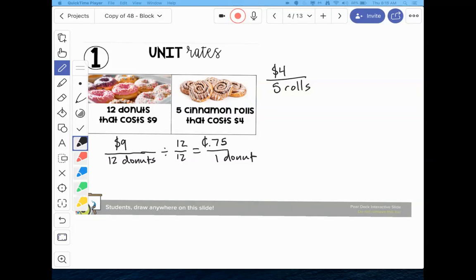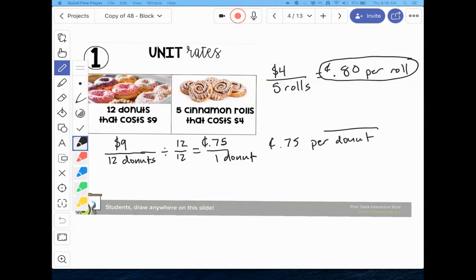So I'm going to take that $4 and divide it by 5. So it's the top divided by the bottom. And what I'm going to get is 0.8, so 80 cents per roll. Now, I'm going to look at these two. So we kind of wrote it two different ways. We've got 80 cents per roll here, and we've got 75 cents per donut. So which one of these would you rather buy?